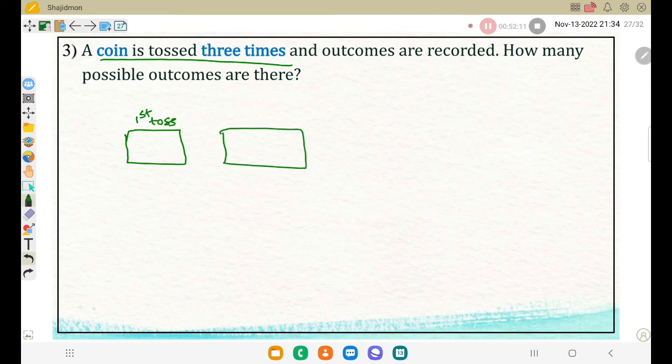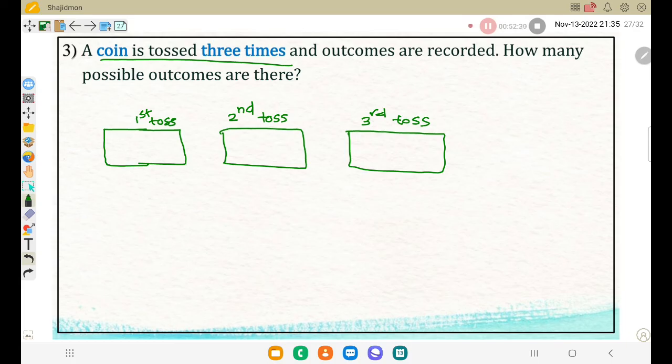Okay, a coin tossing second time, and in the same way a coin tossing third time, third toss. Okay, whenever you are doing a question like this, it will be easier to understand. How many tosses? 3 tosses. First toss, second toss, third toss, correct? What are the options for coin tossing? Head or tail, correct? So when we are tossing a coin the first time, what are the options available? Either it will be head or tail.